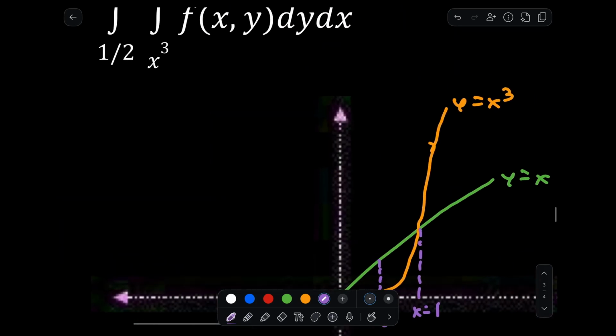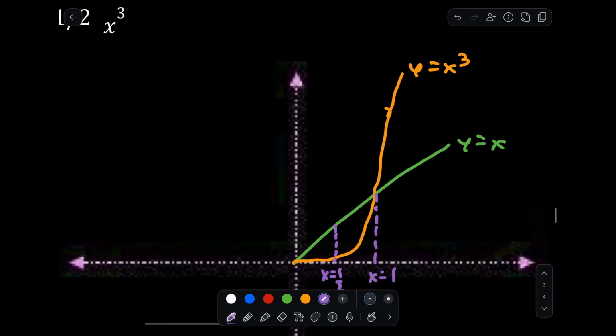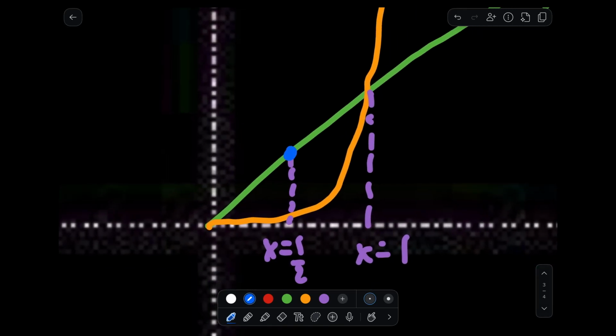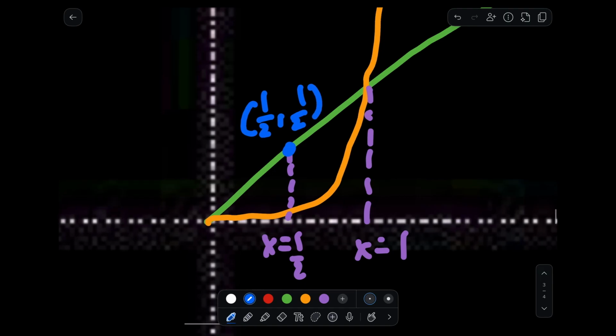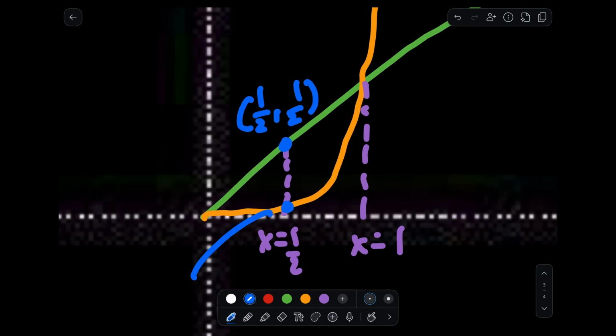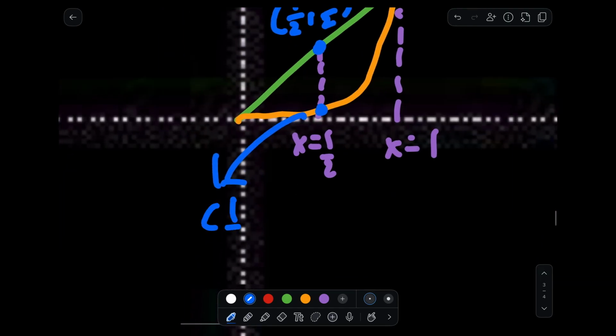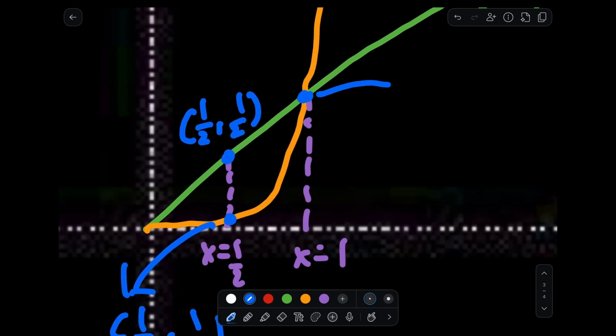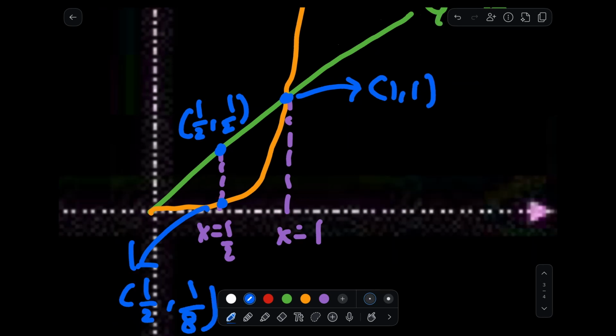So now we have to find our points of intersection for these graphs, and we'll find them real quick. So this is going to be 1/2, 1/2. This is going to be 1/2, 1/8, because 1/2 cubed is 1/8. And these two share that same point. It's going to be 1 comma 1.